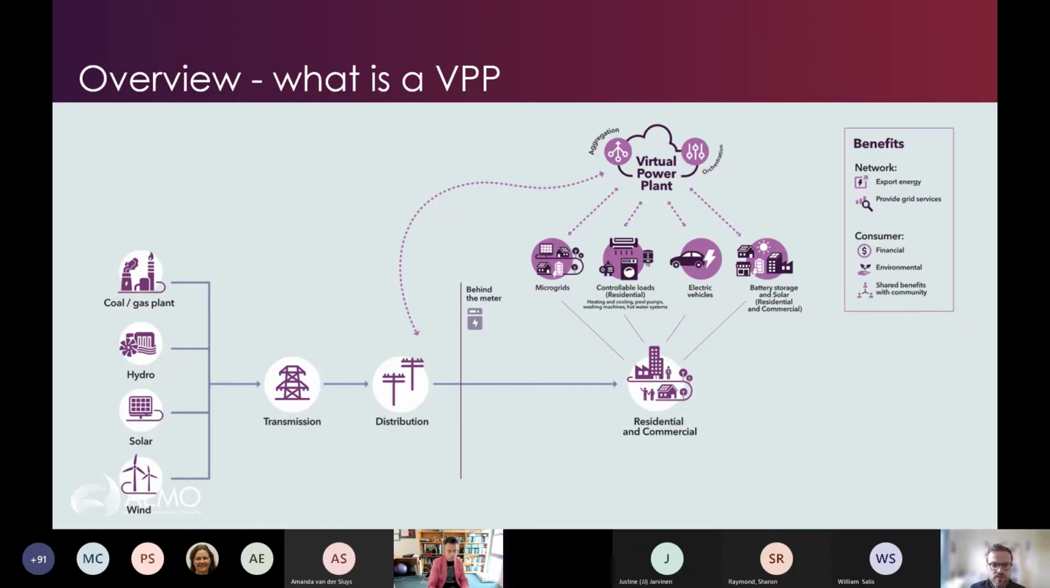We launched a consultation process in November of 2018. At that time, there was no VPPs doing FCAS in the NEM. And then we ended up going through that consultation process and publishing a final design document the following year in 2019, and we launched the demonstrations in July of 2019.